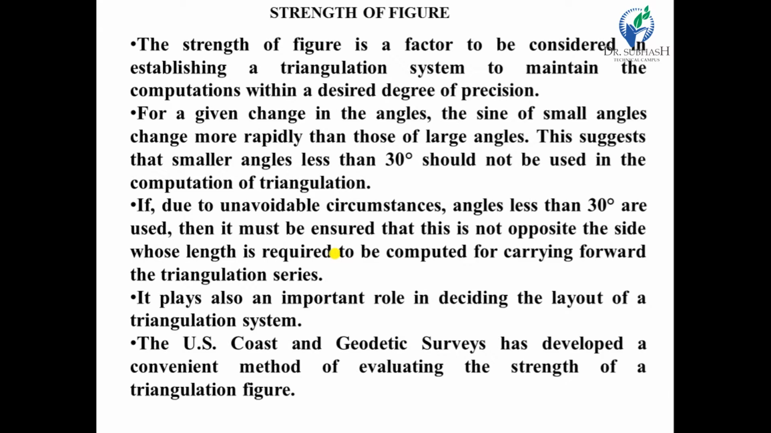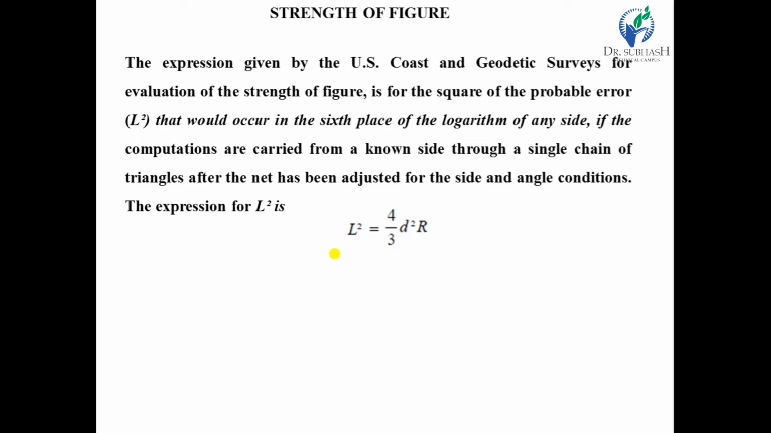It also plays an important role in deciding the layout of the triangulation system. The US Coast and Geodetic Survey has developed a convenient method of evaluating the strength of a triangulation figure. The expression given by the US Coast and Geodetic Survey for evaluation of the strength of figure is the square of the probable error that would occur in the sixth place of logarithm of any side if the computations are carried from the known side through a single chain of triangles after the net has been adjusted for the side and triangle angle conditions.